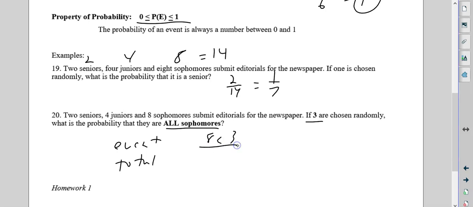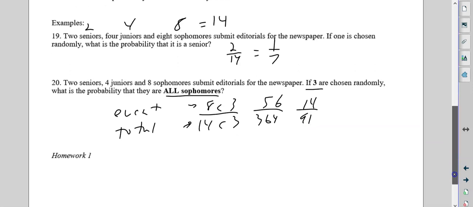Okay? But the total is, there's 14 total, combination 3. Okay? So this right here is 3 being chosen out of all 14, and this is if they were all sophomores. Okay? So you run those 2 numbers. So this top number is 56, and the bottom number is 364, which reduces to 14/91.